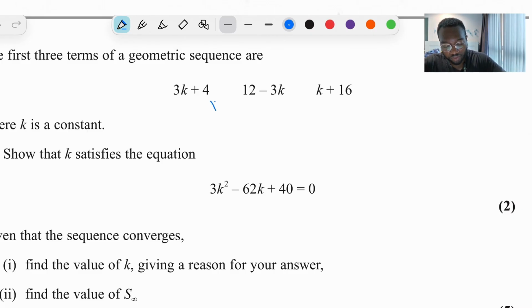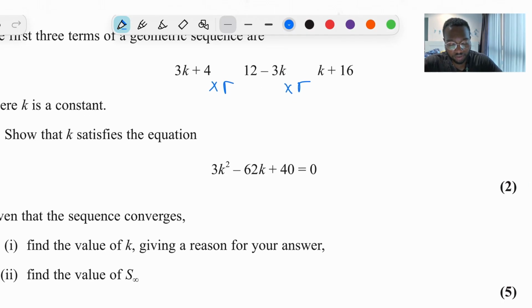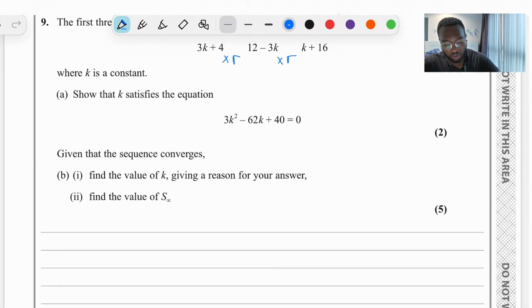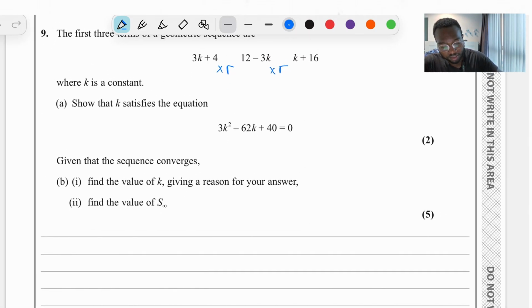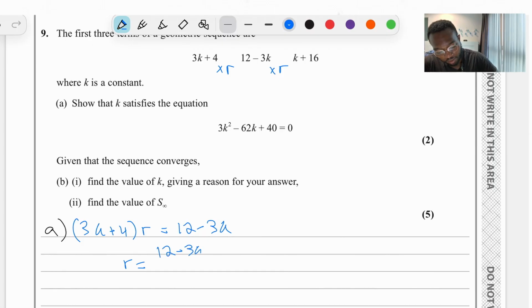Therefore, we can think of it as times r, okay? Because whatever our r value is, that will give us the next value, and then we times it by that same value again, and we get the next value. So effectively, we would know that 3k plus 4 times r is equal to 12 minus 3k. Therefore, we know that r would have to equal 12 minus 3k over 3k plus 4.